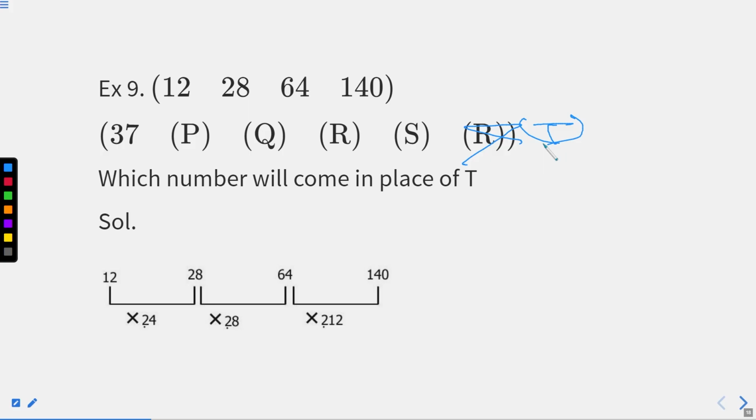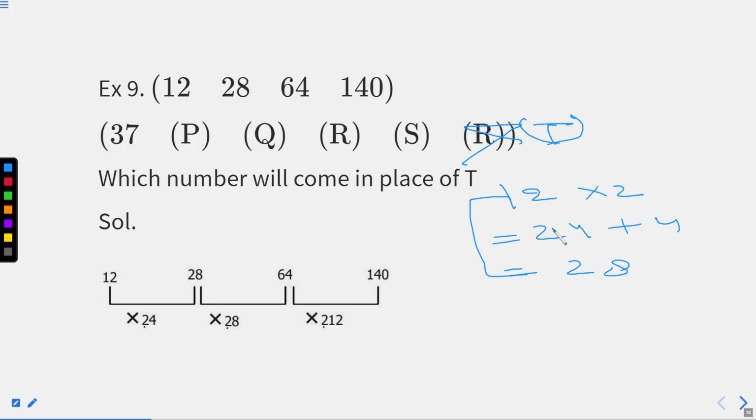So we need to look. 12 has a good difference with 28, which comes out to be multiplied by 2 plus 4. If we multiply 12 with 2, we'll get 24, and if we add 4 here, we'll get 28, which is our answer. So if we follow the same pattern throughout the sequence, then we'll get our answer.